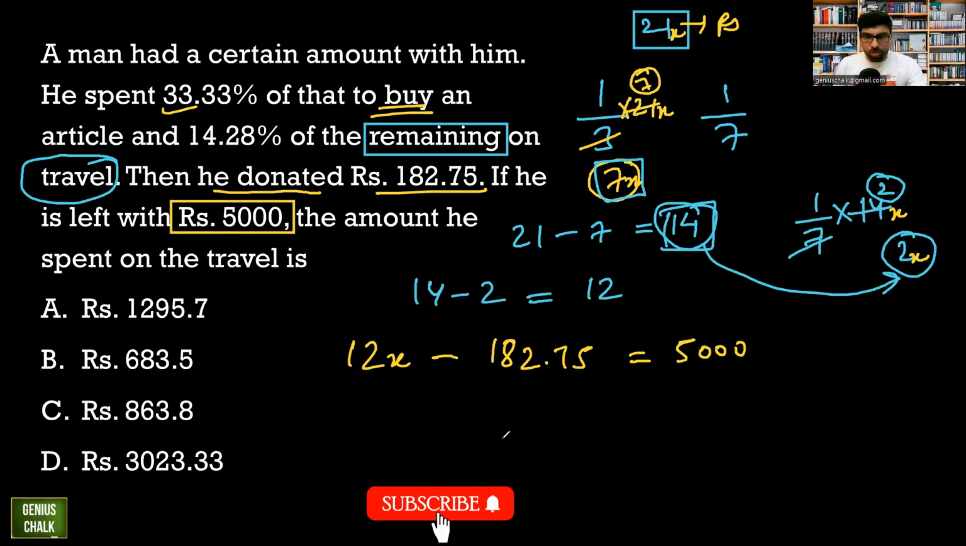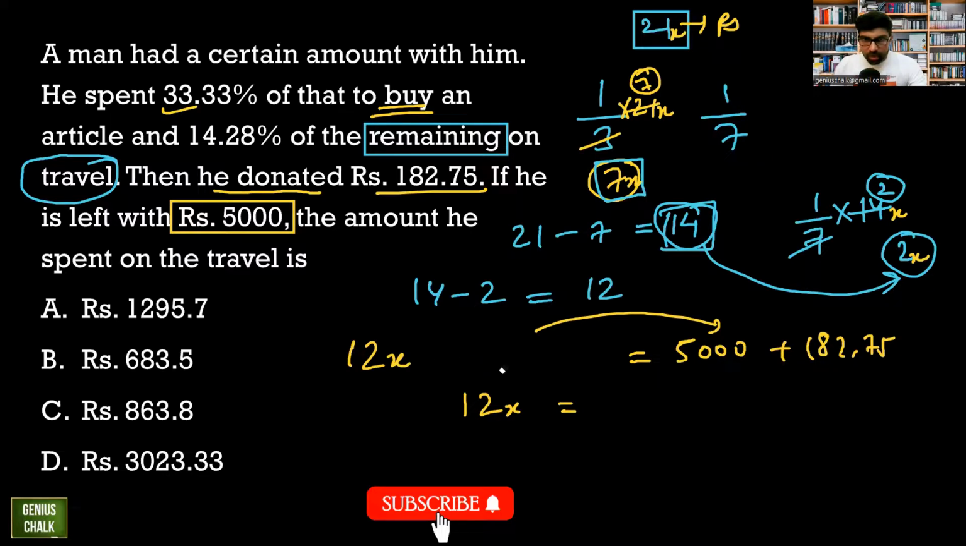I hope this concept is also clear, right? Now, 12x minus this equals 5,000. Can you find 12x? So 182.75 will be added here. From here it will disappear, and it will be added here because it changes the sign. So 12x will be equal to how much? 12x will be equal to 5182.75. Right.